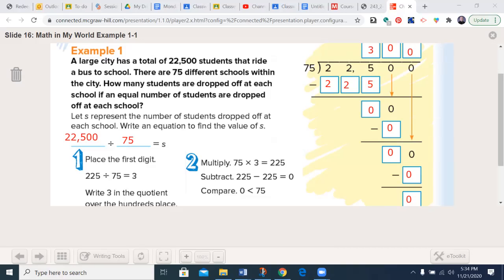Realistically, this was not a super difficult problem if you remember to place your first digit and to place zeros in your quotient. But yet, a lot of times we get stuck by looking at 22,500. It's this really long number. And then we're dividing by a 2-digit number, which makes it even harder. Don't let yourself be psyched out by yourself.